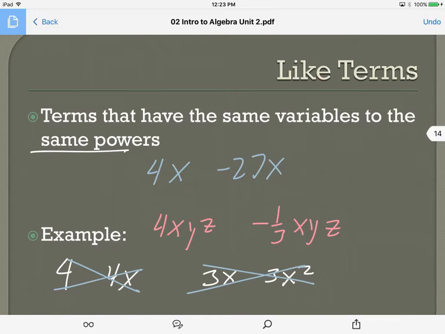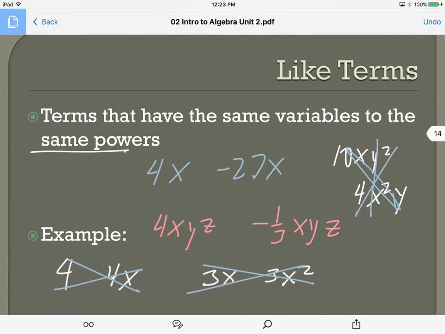Let me give you one more example. 10xy squared and 4x squared y. Look similar, right? Really close, but again, notice different powers in the variables. This one over here at the top, this one squares the y, this one squares the x. So these two, not like terms.